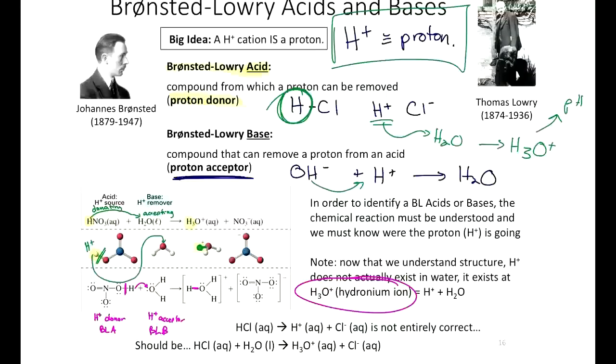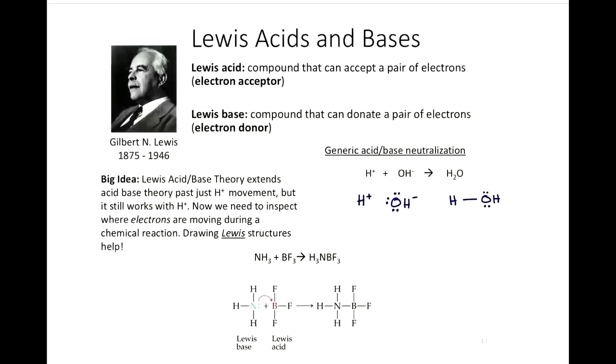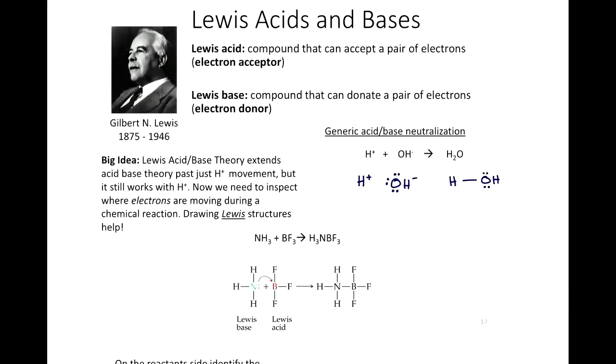We're thinking about protons moving. So let's talk about the last theory, and this one is the most general, the most robust. What you'll see here is that our 3 theories all follow the same thing. All of our Arrhenius acids are also Bronsted-Lowry acids, and what we'll find here are also Lewis acids. It's just different ways of thinking about it.